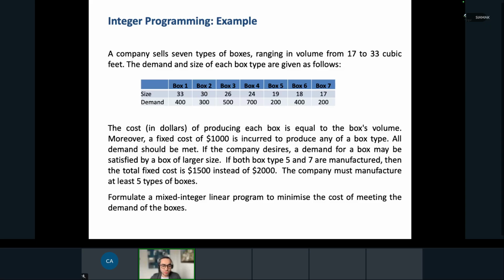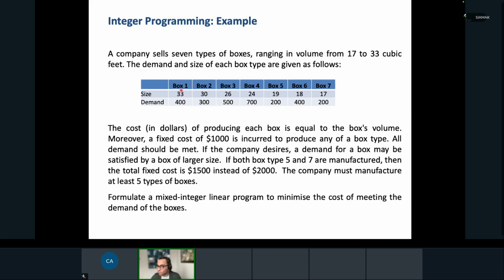We have a company which sells 7 types of boxes. These boxes range in volume from 17 to 33 cubic feet. The demand and size of each box type are given in the table that we have here. So these are the boxes that we have. Box 1, for instance, its size is 33, and the demand for this box is 400. We have box 2, the size is 30, and the demand is 300. It goes until box 7, where the size is 17 and the demand is 200.